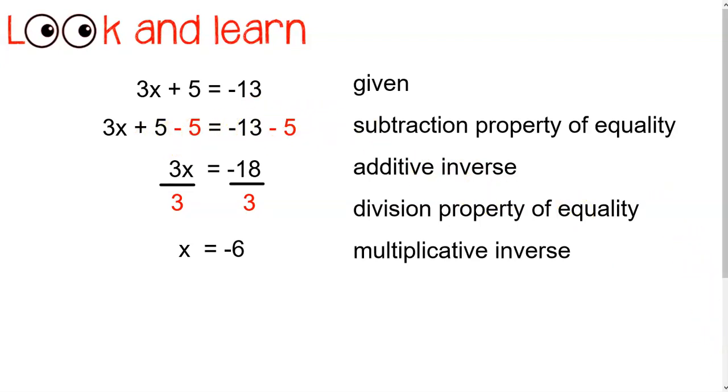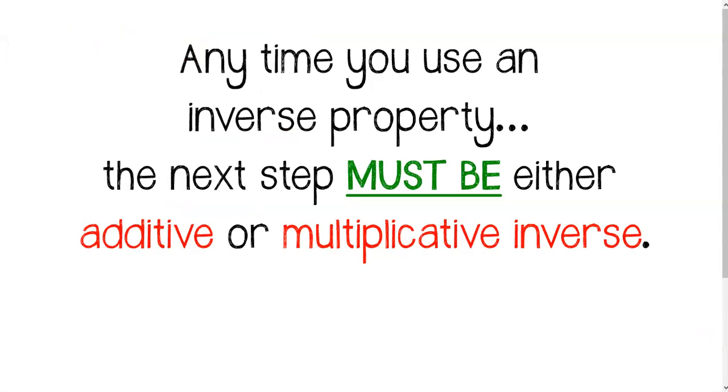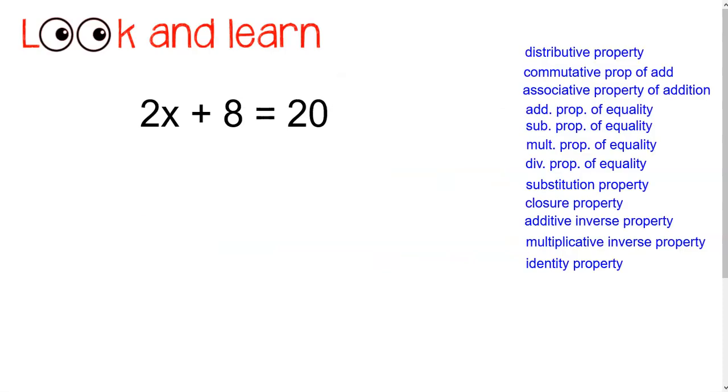So let's take a look at another example. Remember, anytime you use an inverse property, the next step must be either the additive or multiplicative inverse property. So 2x plus 8 equals 20. So the first thing we write next to this is that this is given. Then we start showing our math.